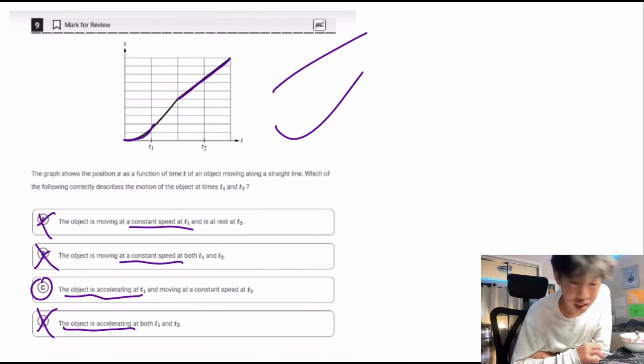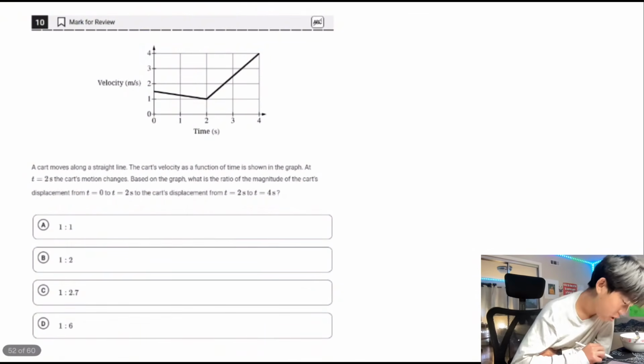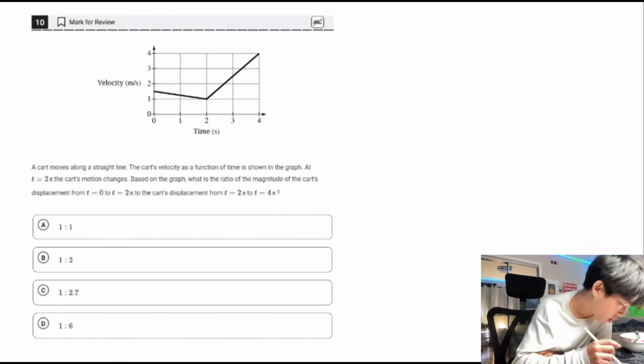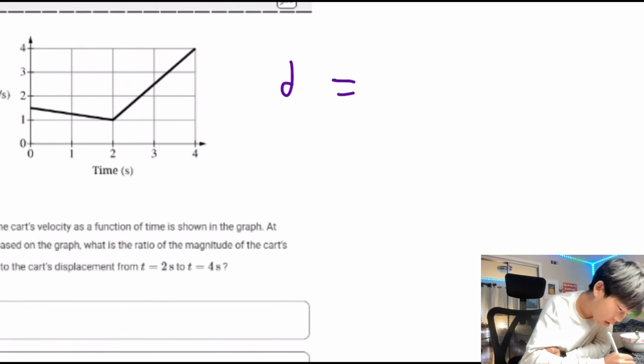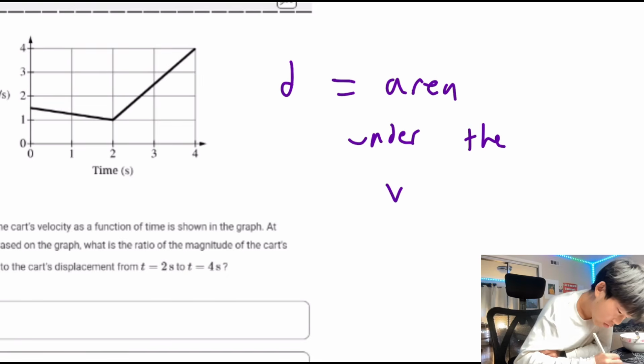Yeah, you're not seeing this on the AP exam. Question number 10. Okay, I'm gonna keep it a buck. I got this one wrong. But basically what College Board wants you to do is realize that the displacement equals the area under the VT graph, okay?